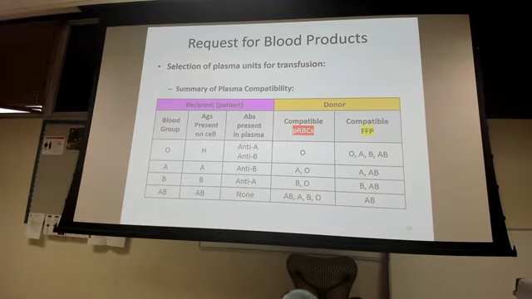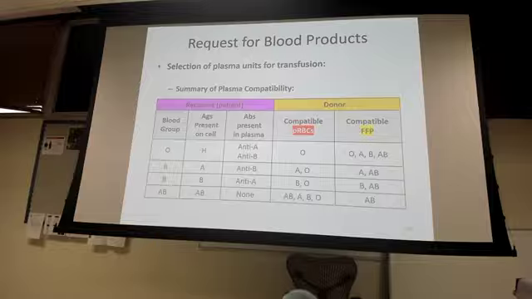All right, so this is an important slide. I will create a couple of questions off of this. So if you have a patient with blood type A, what blood products can they receive based off of this slide? They can receive A blood. And what kind of FFP can they receive? A and AB. Okay, so I'm going to ask you something like that.